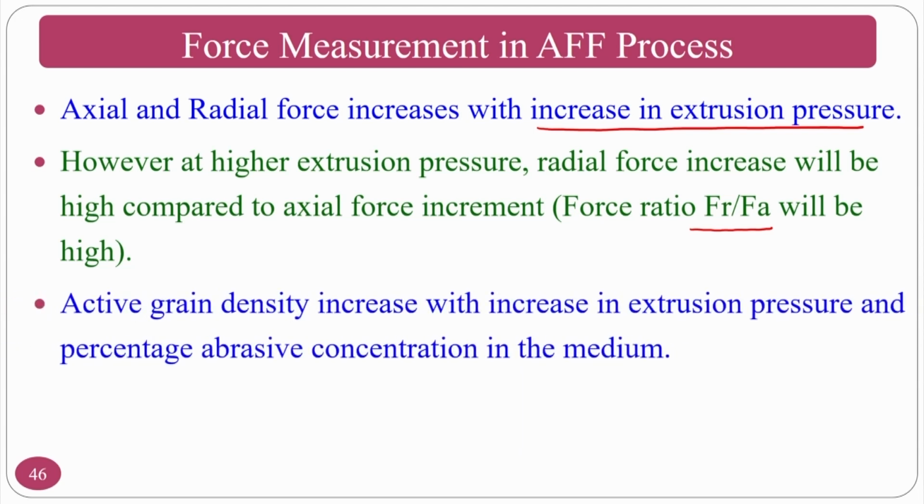The active grain density increases with increasing extrusion pressure, and the percentage abrasive concentration in the medium also will increase. So, if you increase it, what will happen? You have the plasticizers, you have the polymers, and you have abrasive particles. If I increase the extrusion pressure, the velocity at which the medium moves, that means the plasticizer, will be very high, followed by the polymer, followed by the abrasive particle.